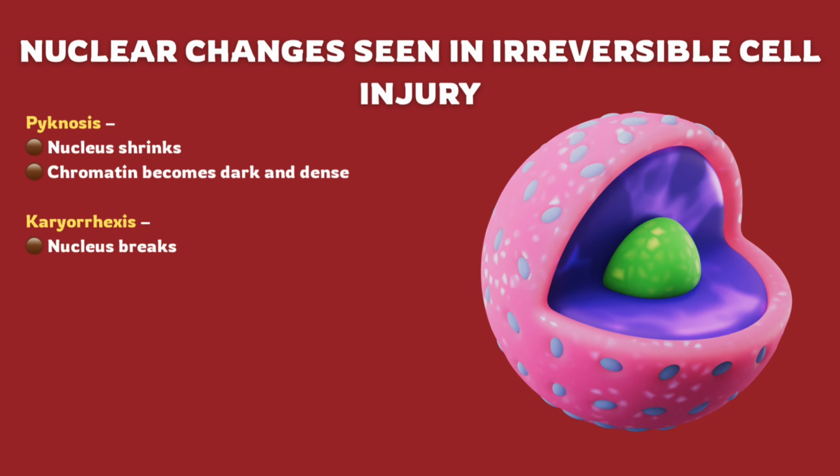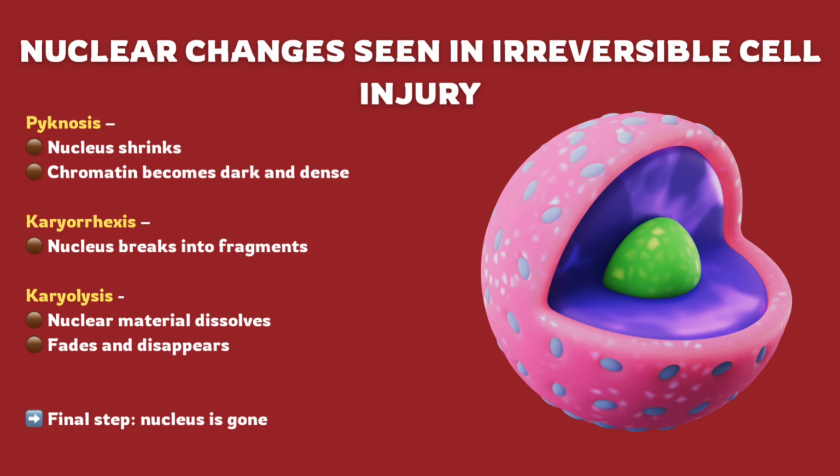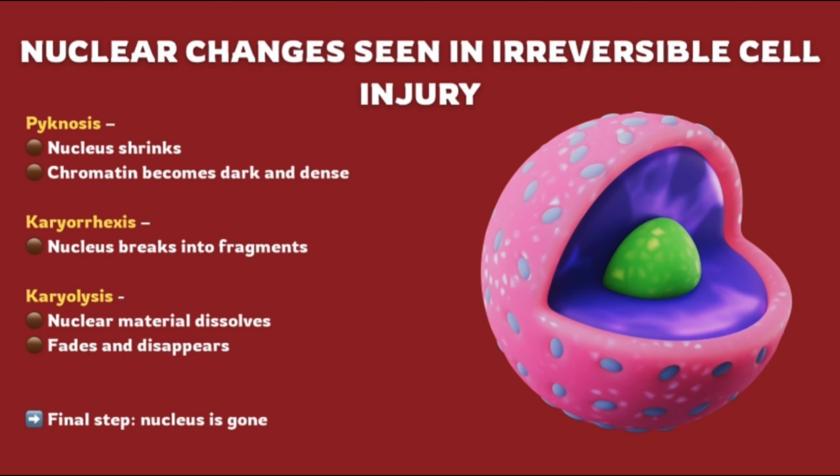In irreversible cell injury, the nucleus undergoes 3 key changes. 1. Pyknosis: the nucleus shrinks and chromatin becomes dark and dense. 2. Karyorrhexis: the nucleus breaks apart into fragments. 3. Karyolysis: the nuclear material dissolves, fades, and disappears. Final step: the nucleus is gone, confirming cell death. These changes are classic markers of irreversible injury in pathology.